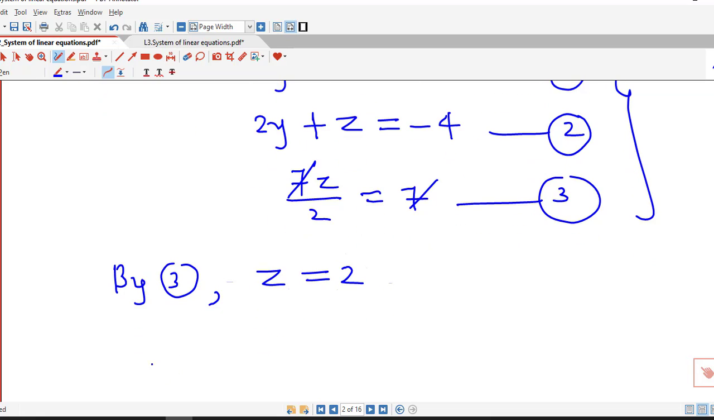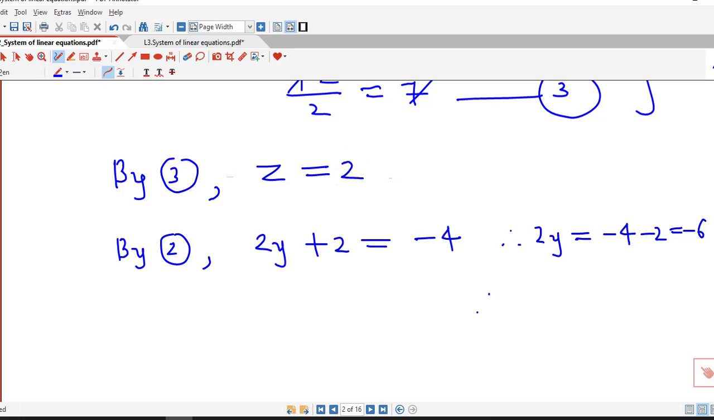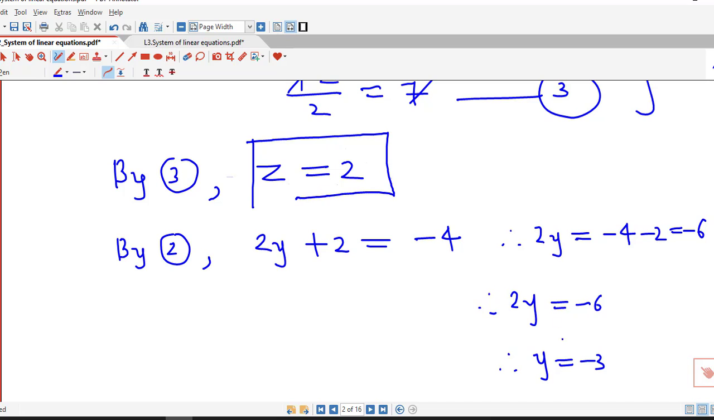Now we put value of z in equation number 2. So by 2, 2y plus 2 equal to minus 4. Therefore 2y equal to minus 4 minus 2, which is minus 6. So 2y is minus 6. Therefore y is nothing but minus 3. Z is 2, y is minus 3.